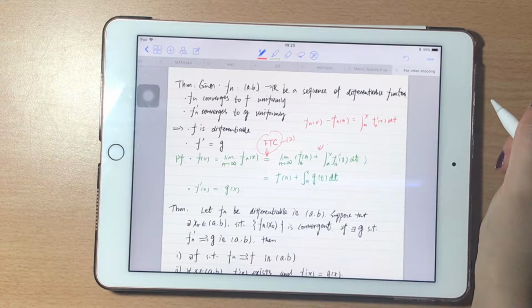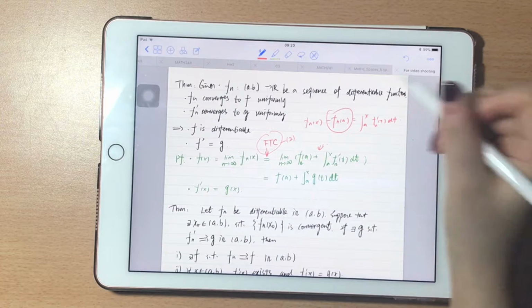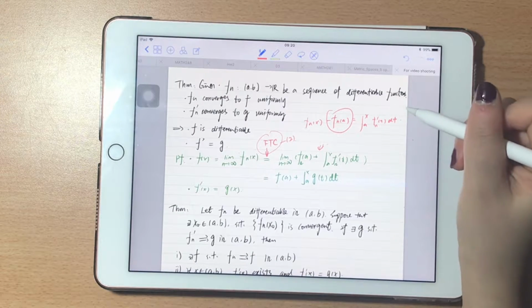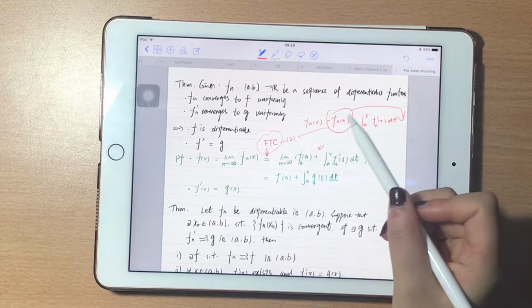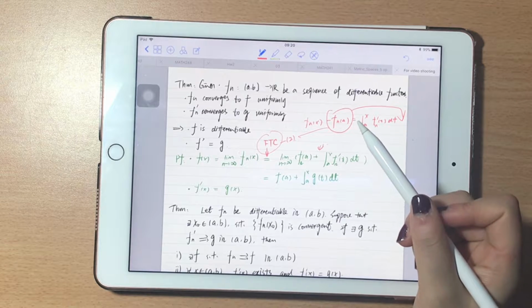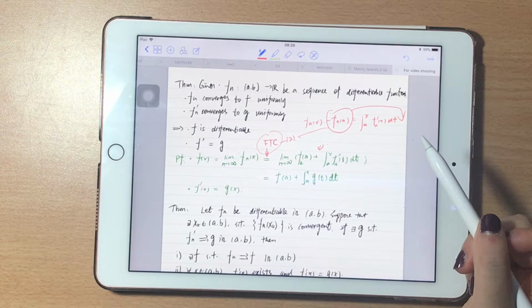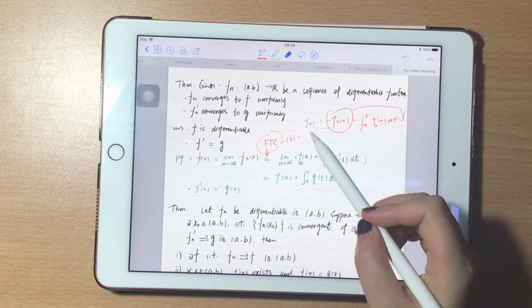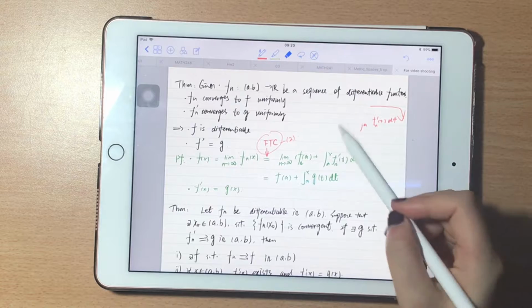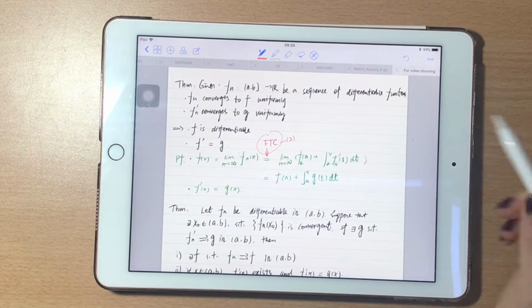And this is obvious, right? Because fn itself is differentiable. So we move fn(a) to the right hand side, and then we get the equation for fn(x), which is fn(a) plus the integral from a to x of fn prime(t) dt. Okay, so the first step is that we use the fundamental theorem of calculus. And the second step is quite obvious, right?